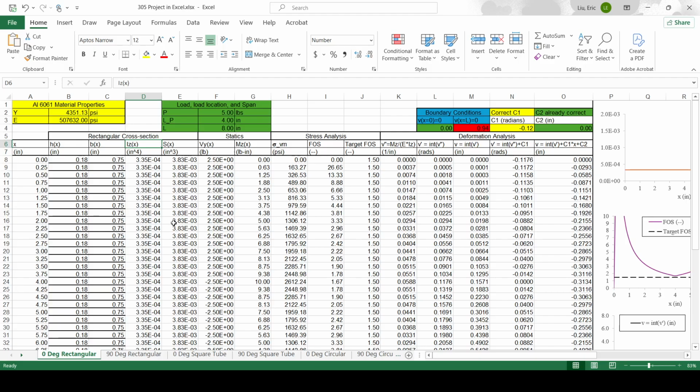Hello, this is the video explanation for the MEEN 305 Project 1 design of a beam code analysis. This video is to explain the code that we used and how it is used to compute the factor of safety, mainly for the factor of safety of the beam. So first, let's get started with a rectangular cross-section to show you an example of how the code works.